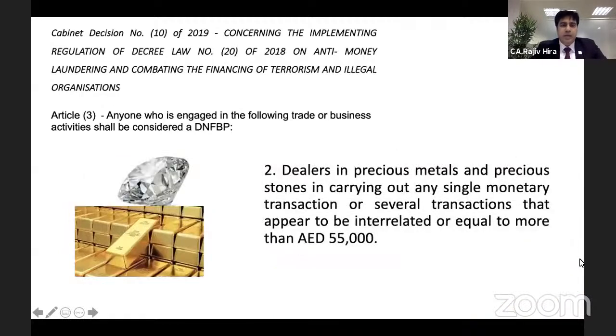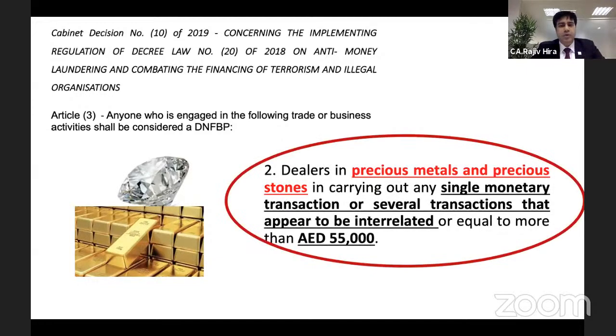Next comes an interesting point, which is on precious metals, precious stones, whichever we talk about. In this case, dealers in precious metals and precious stones, in carrying out a single monetary transaction or several transactions that appear to be interrelated, equal to or more than 55,000. Now, this is a very good catch. They said one is, if you are dealing in precious metal and precious stones, you are DNFBPs. Now, the add-on point is, if you are doing a single transaction or there are multiple transactions which are interrelated. Now, how will you come to know that these are interrelated? That's a catch here.